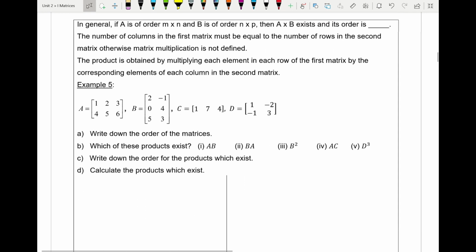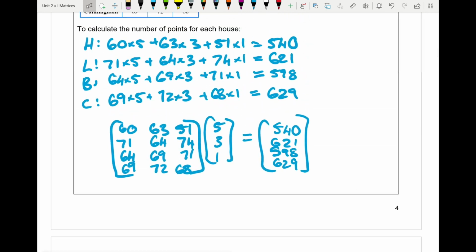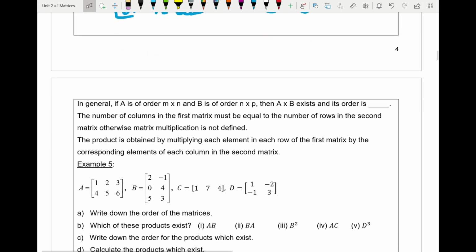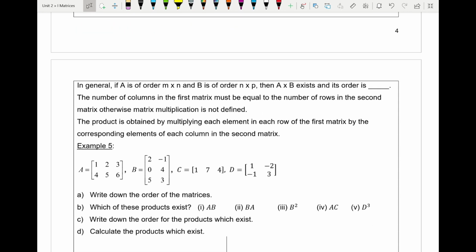So let's look at the general case. If A is of order m times n and B is of order n times p, then A times B exists and its order is, well, let's look at this example. Our order ended up being 1 by 4, and so it ends up being order m by p. The number of columns in the first matrix must equal the number of rows in the second matrix, otherwise matrix multiplication is not defined. The product is obtained by multiplying each element in each row of the first matrix by the corresponding elements of each column in the second matrix.